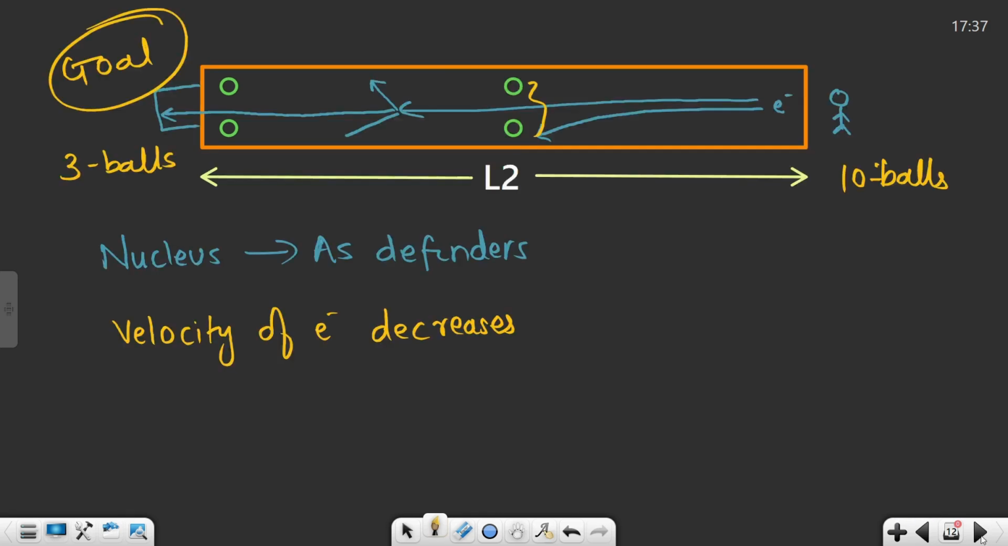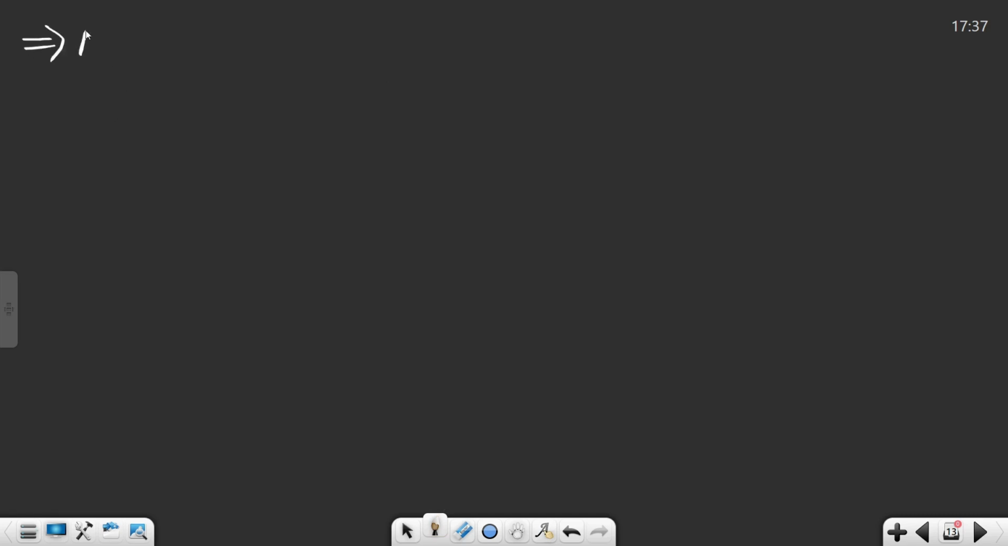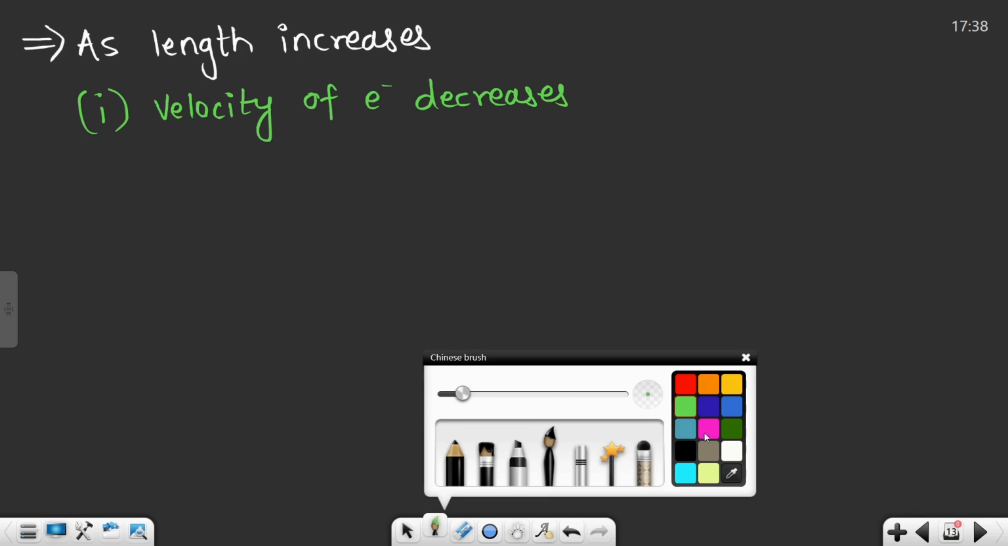Okay, so now let me just write a few of the conclusions that we draw. First is, as length increases, let me just write over here, as length increases, what happens? We saw two things. First, the velocity of the ball, in our case the ball is the electron, velocity of the electrons decreases, okay, due to which the electrons are not able to approach the end of the conductor, that is at point B.